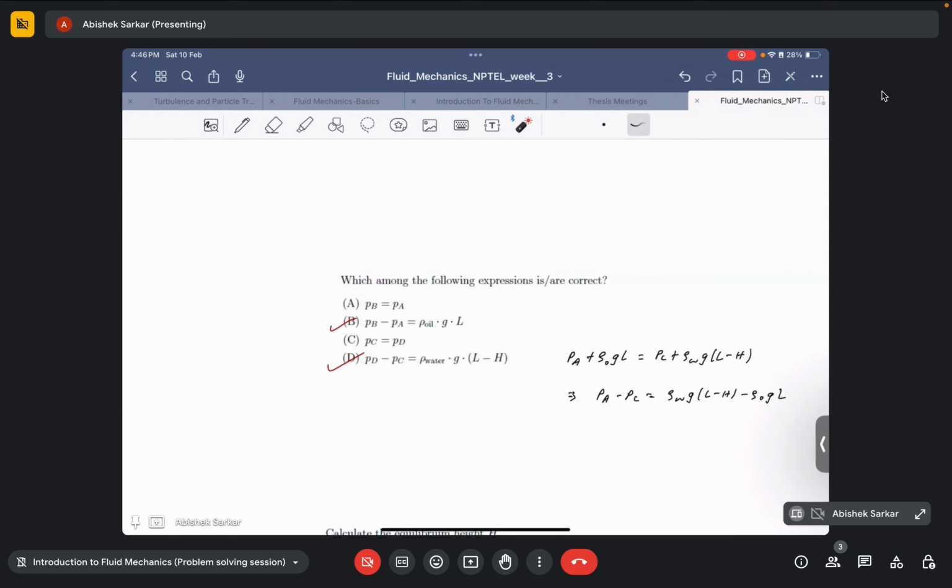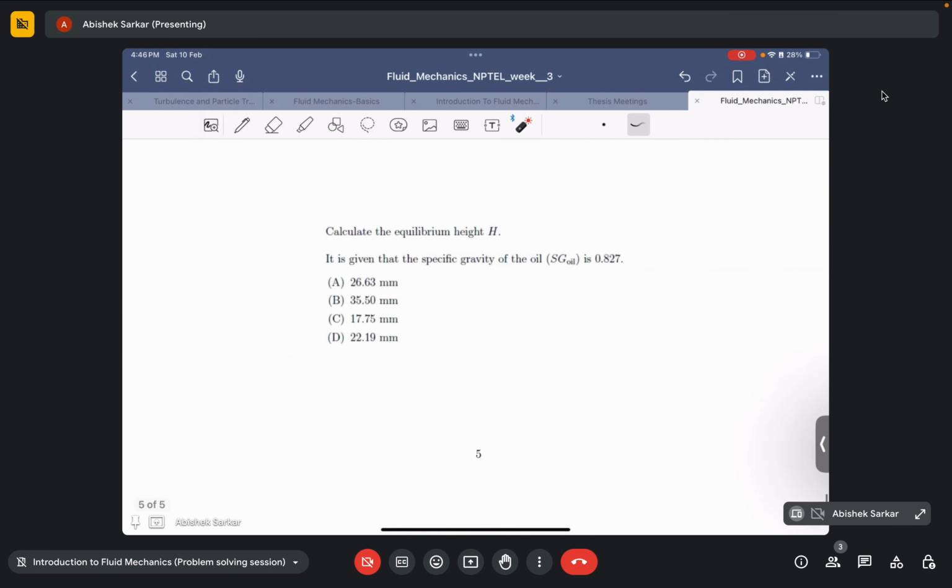Then let's go to the final question. Calculate the equilibrium height h. It is given that the specific gravity of oil is 0.827. You can just take your data. The specific gravity of oil basically means rho oil by rho water is 0.827, which is understandable, right? Density of oil is always lesser than water. That's why it floats over the water.